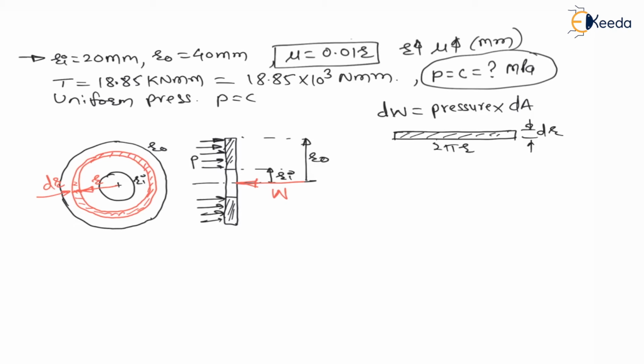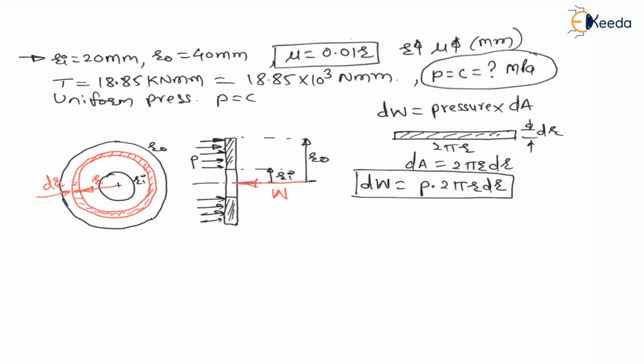Now what will be the area of this small strip? The very small area will be 2 pi r into dr. This is the area, and we have to consider the pressure constant. Therefore the very small normal load dW will be pressure into 2 pi r dr. This is the very small normal load acting on the strip.